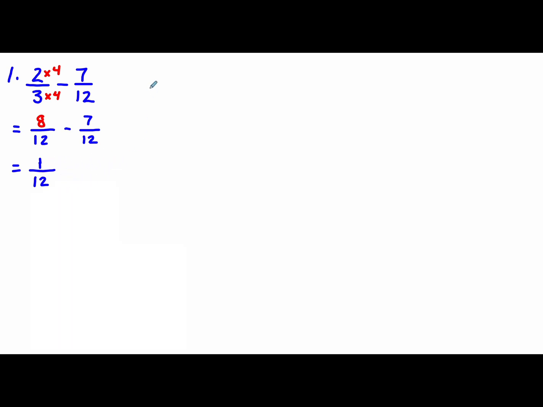Let's look at a second question. This question I'll write in green. 7/5 subtract 2/3. So remember, the first thing we always have to ask ourselves is, are the denominators the same or are they different? So in this case, again, we have unlike denominators.